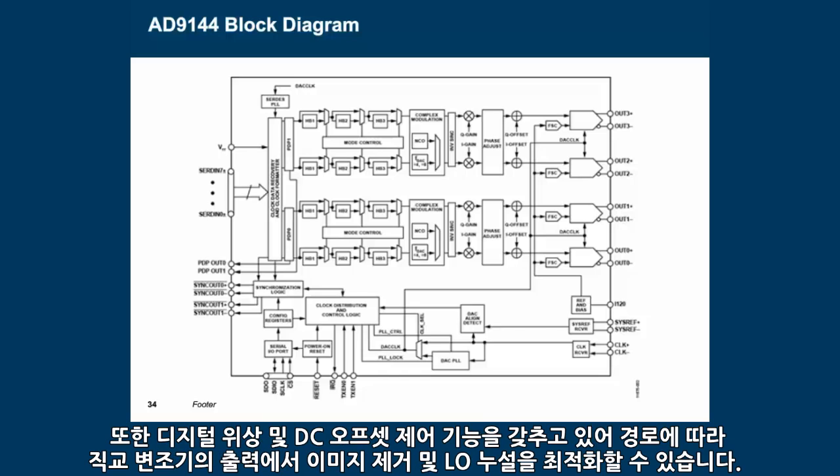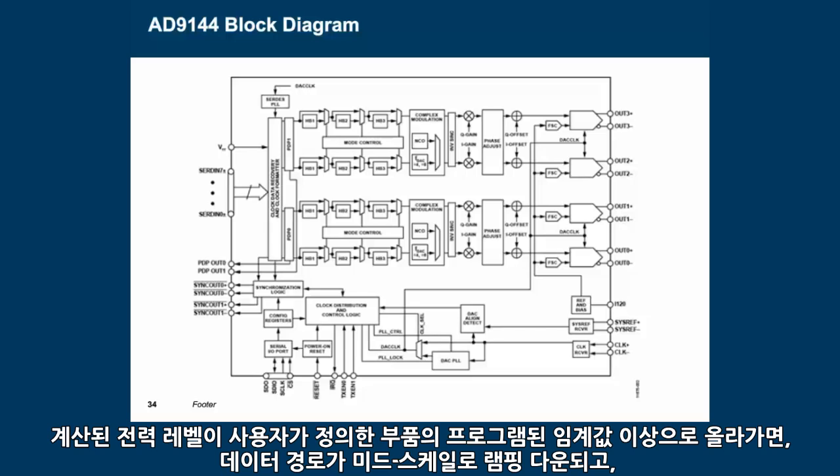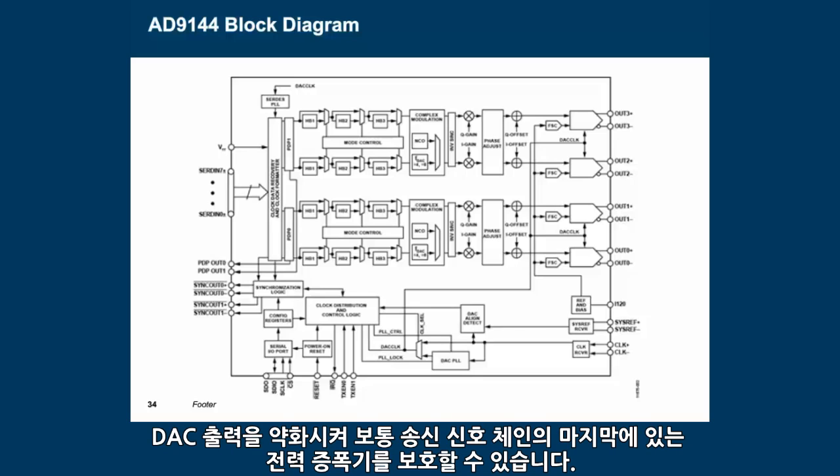Additionally, there is a digital phase and DC offset control that can be used to optimize the image rejection and LO leakage at the output of the quadrature modulator that follows in its path. These parts additionally have a power detection protection block that monitors the input signal received from the FPGA and calculates the average power. If the power level calculated goes above a programmed threshold value in the part, which is user-defined, the part can trigger the data path to be ramped down to mid-scale and mute the DAC outputs to protect the power amplifier that is often at the end of the transmit signal chain.